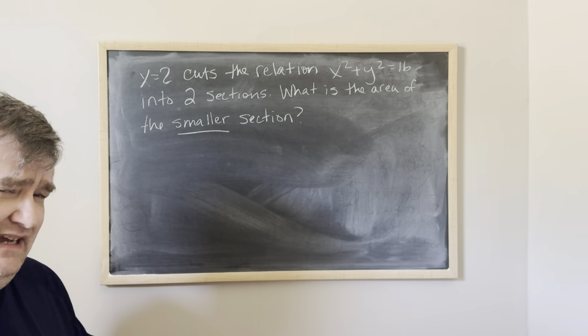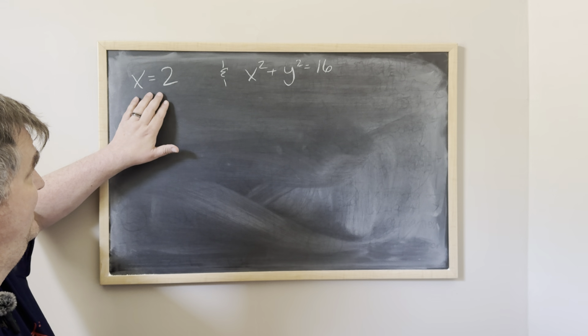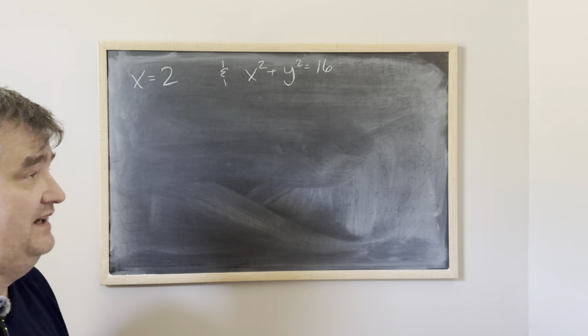So welcome back. So we're given two equations. And we're told that these two equations intersect and you have a larger section and a smaller section. So the first thing to recognize is what x equals 2 really is.